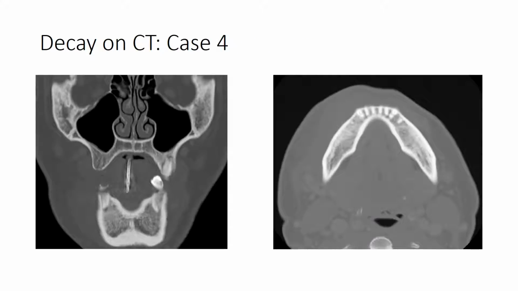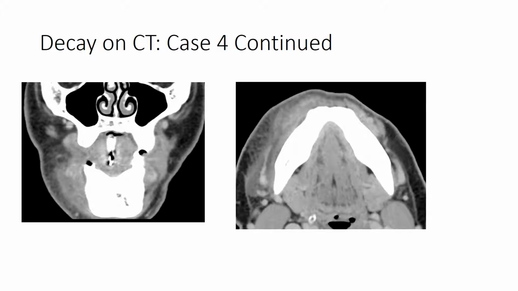Here are coronal and axial CT sections demonstrating widening of the periodontal ligament space and periapical lucency involving the right mandibular first premolar. Note the overlying soft tissue swelling. Same patient on soft tissue windows demonstrating a small subperiosteal fluid collection, also representing an abscess.